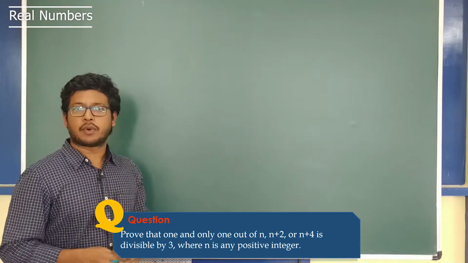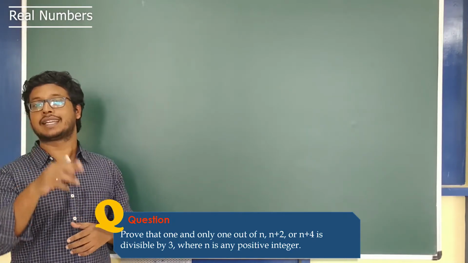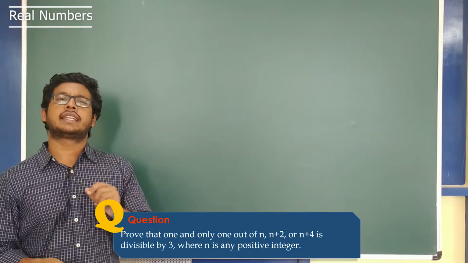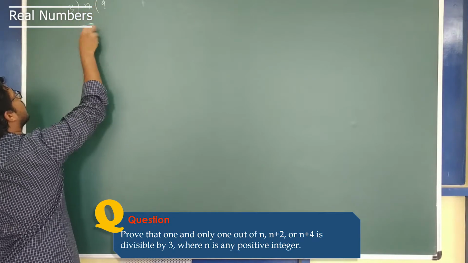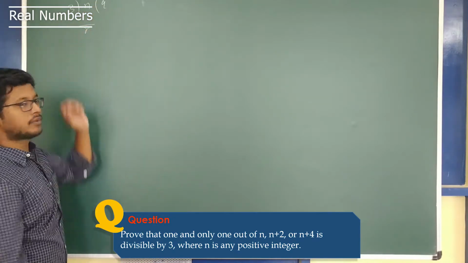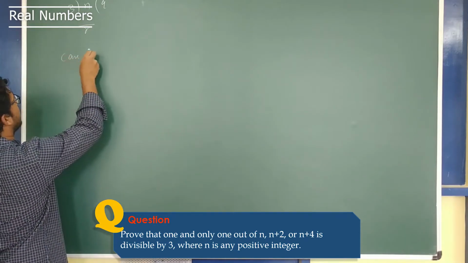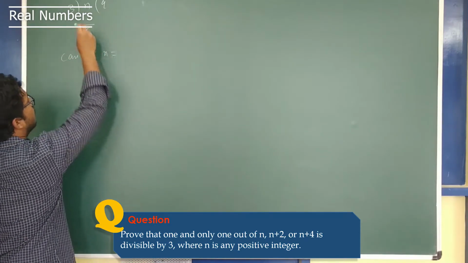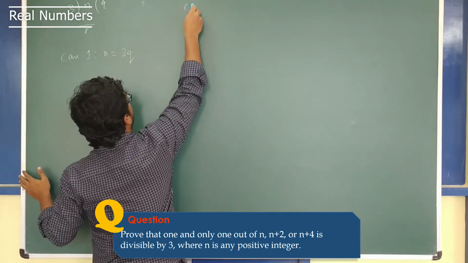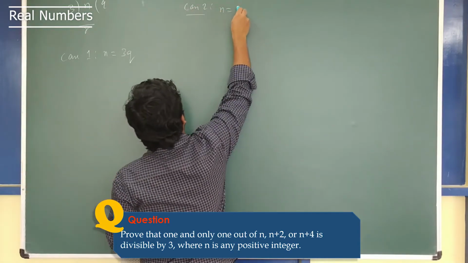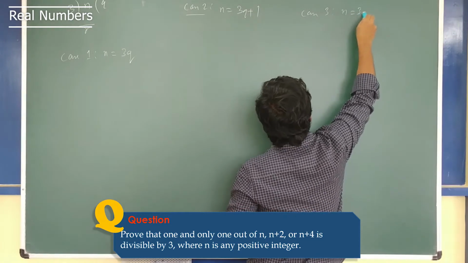So since n is any positive integer, we will take what happens when n is divided by 3. So again we get quotient q and remainder r. Possible values of r are 0, 1 and 2. Again we get 3 cases here. Case 1: n is of the form 3q. Case 2: n is of the form 3q plus 1, and case 3: n is of the form 3q plus 2.